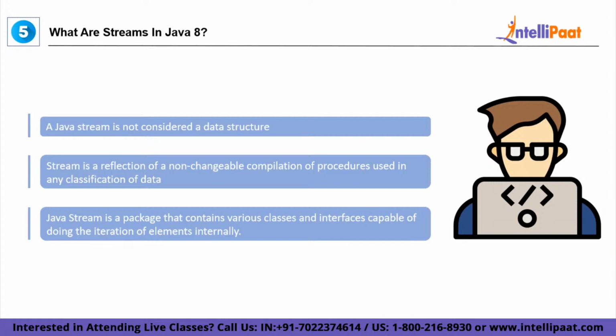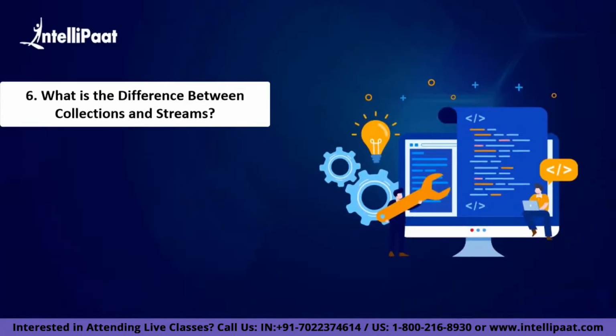When we deal with the iteration feature of Java collections, we must manually iterate the components. To give you an example, we can use a Java iterator or Java for each loop in order to work with Java iterables. After this, the next question on our list is what is the difference between collections and streams?